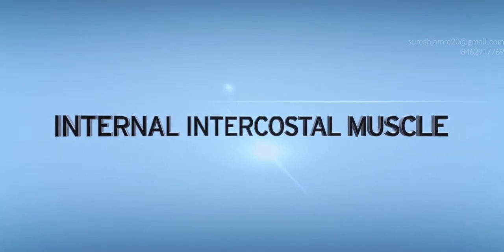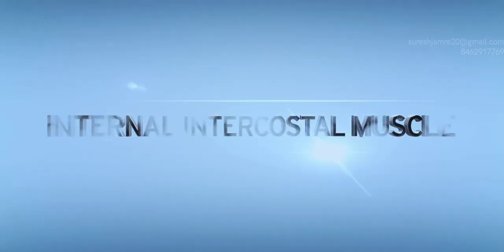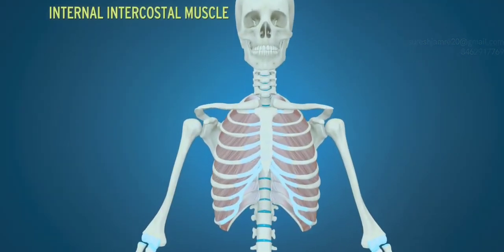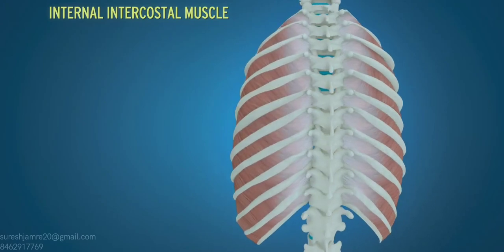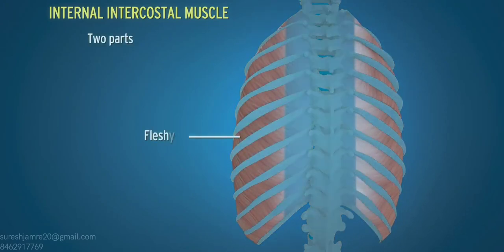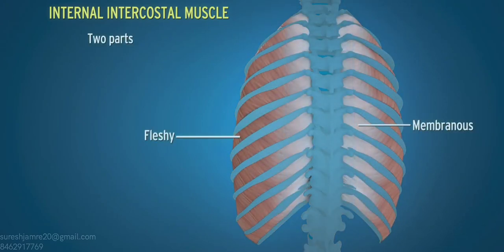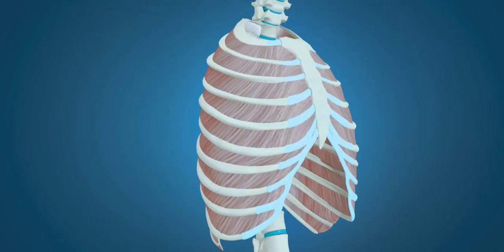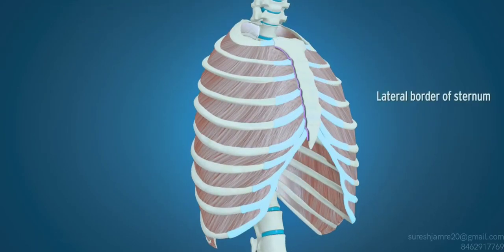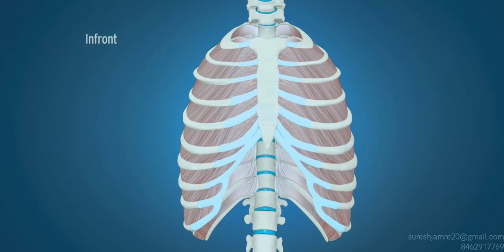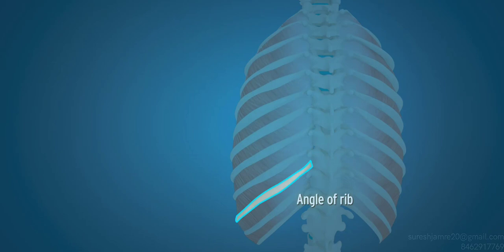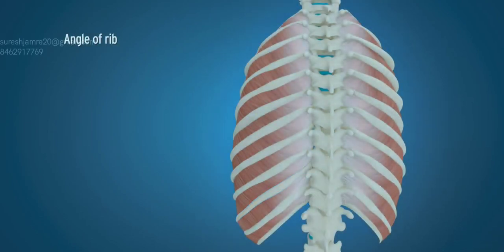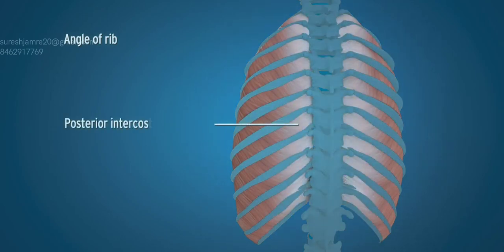Internal intercostal muscle. The muscle has 2 parts, fleshy and membranous parts. From the lateral border of the sternum in front to the angle of the rib behind, it is fleshy. Behind the angle of the rib, it is replaced by posterior intercostal membrane.